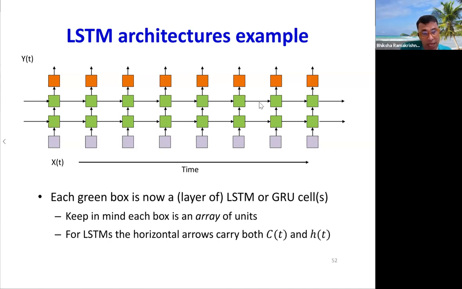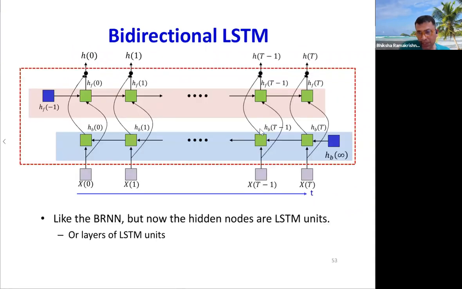Now, this is how you actually use the LSTMs or GRUs, just like a standard recurrent network, except these green boxes will now be LSTM cells. And you can also embed them in bidirectional networks. Now the cells will be LSTM or GRU units. All the other usual rules for bidirectional recurrent networks apply.